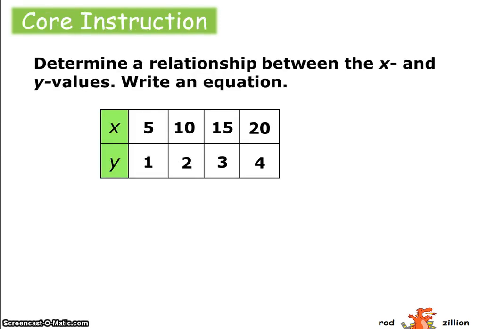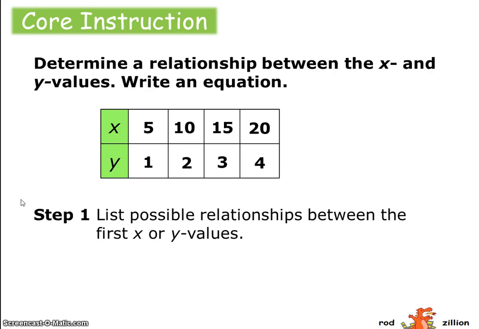So, in this situation, we're going to determine a relationship between the x and y values, and then we're going to write an equation for that relationship. We want to find out what is happening to x to get y. Y is a result of x in some fashion. So I'm going to suggest that we list the possible relationships between the first x and y values. Just looking at 5 and 1, how can we go from 5 to 1? Well, we can take away 4 from 5, that'll give us 1, or we could take 1/5 of 5, and that too will give us 1.